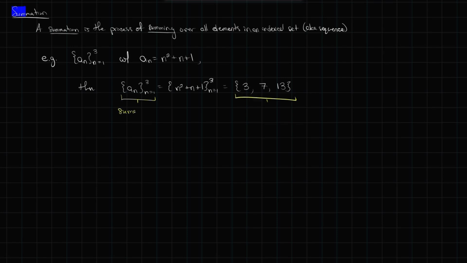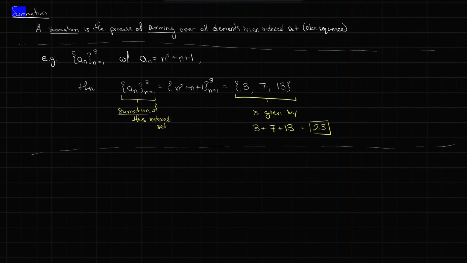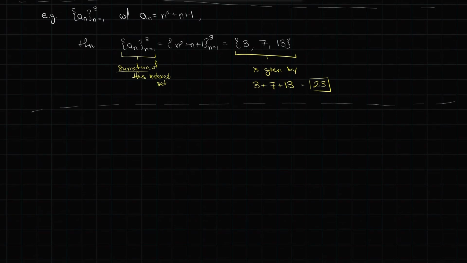A summation of this indexed set is given by 3 plus 7 plus 13. And you just go ahead and add those together, you get 23. So there's nothing more complicated to summations than what I just showed you, except that it's got its own notation associated to it, and sometimes there are infinitely many entries.